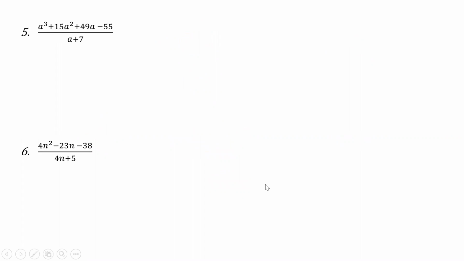Let's do some more. Again, we need to look. So we go 3, 2, 1, 0. So that looks good. And then we just have that. So we can just rewrite this as our division. So that gives us a cubed plus 15a squared plus 49a minus 55. So a times what is a cubed? Well, a times a squared gives us a cubed. So that's going to be a cubed.